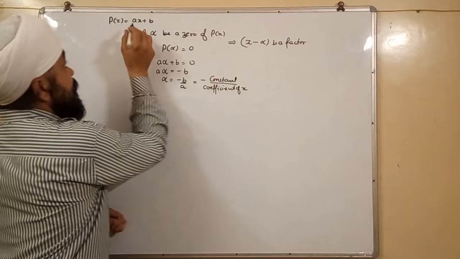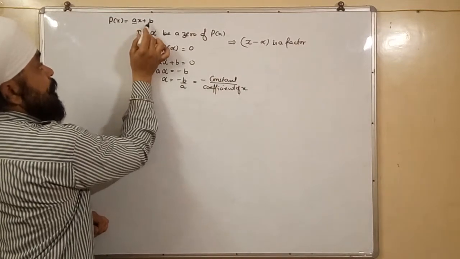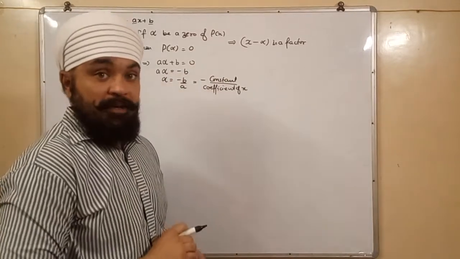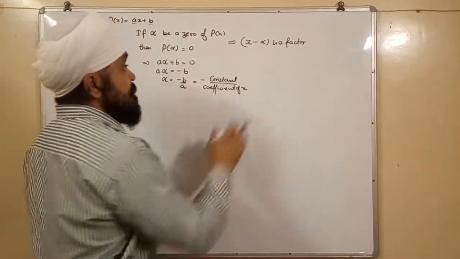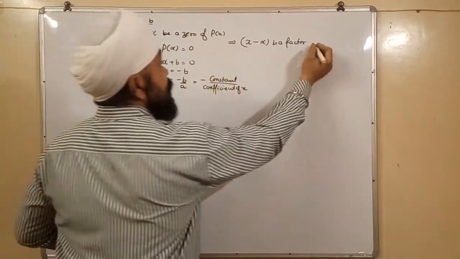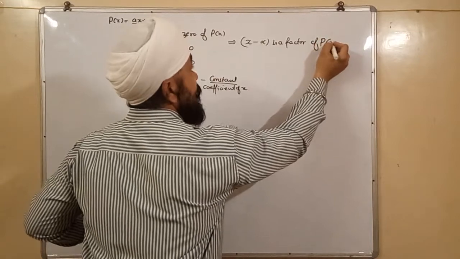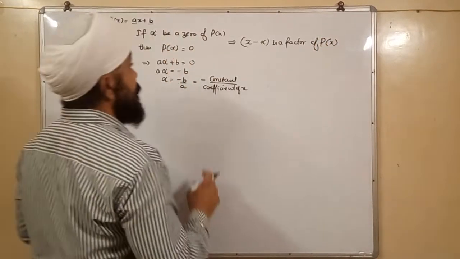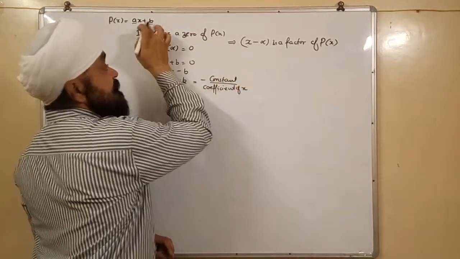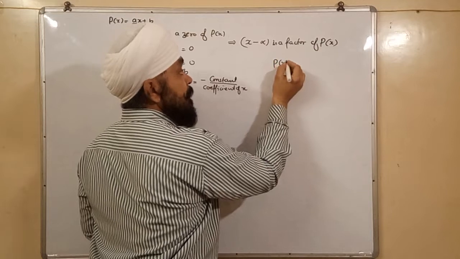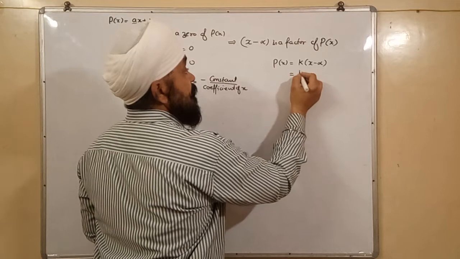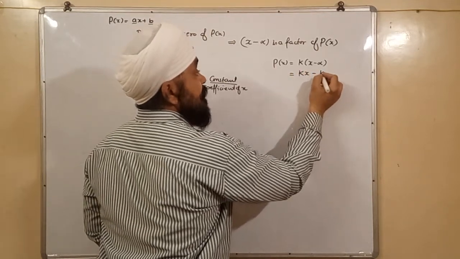That is, we are having the arbitrary constants a and b here, and alpha is the zero, then the zero can be obtained as minus b upon a. Now if I relate these two things, that is, if alpha is a zero of this polynomial, then x minus alpha becomes the factor of the polynomial p(x). So we can compare this too. Since it is a linear one, p(x) can be written as k times x minus alpha. So this becomes kx minus k alpha.